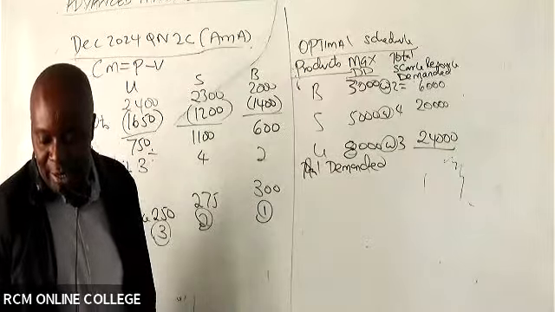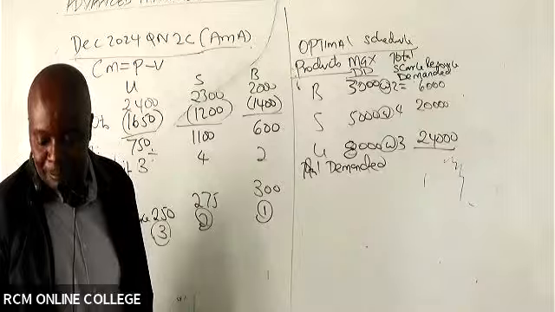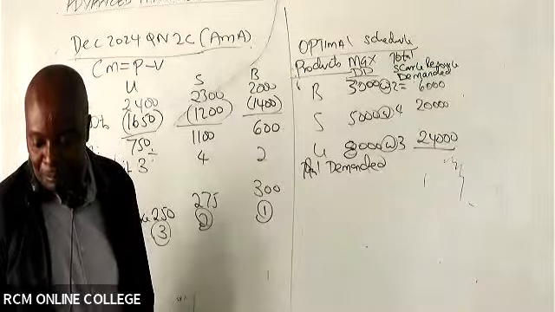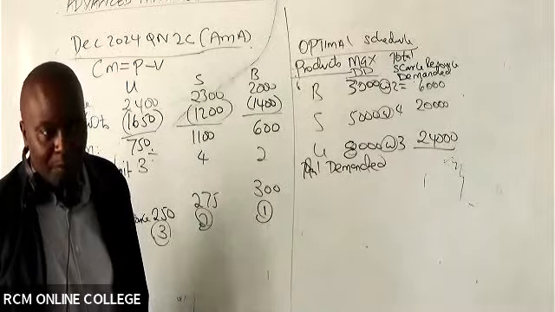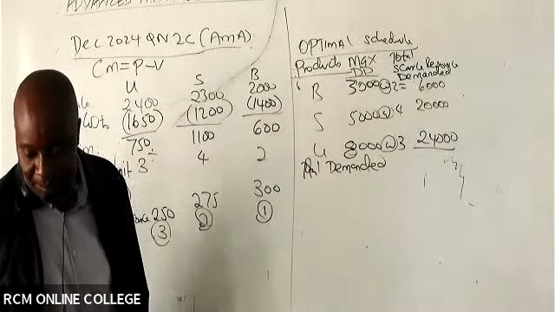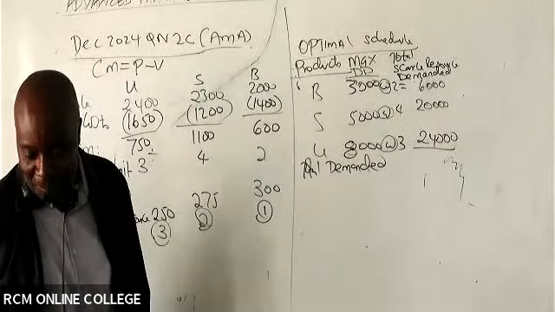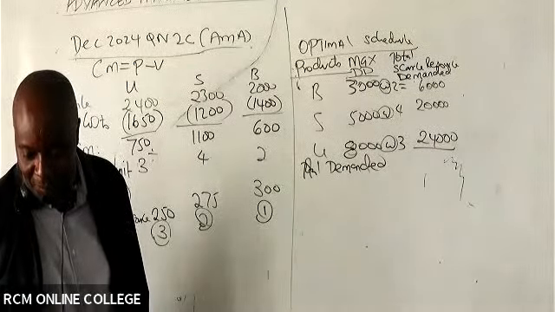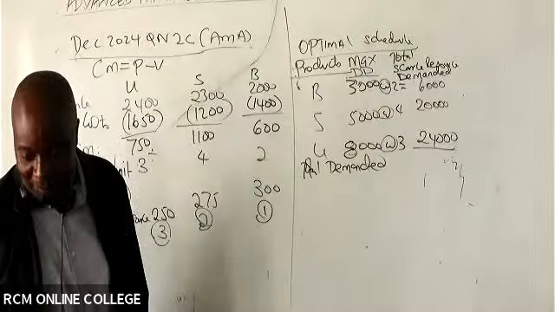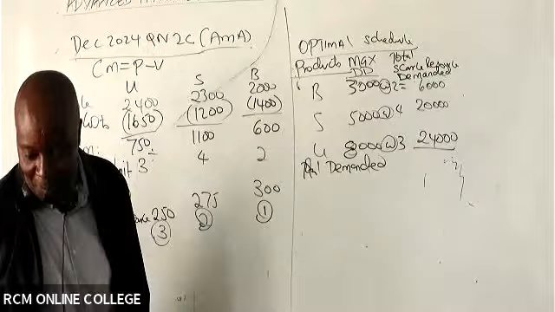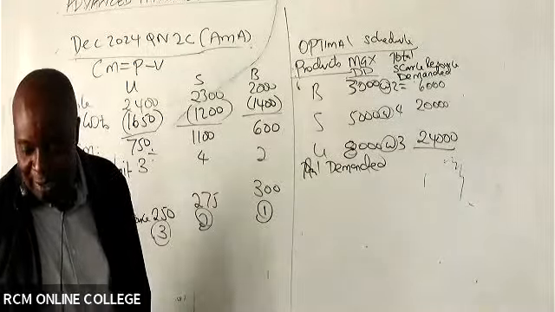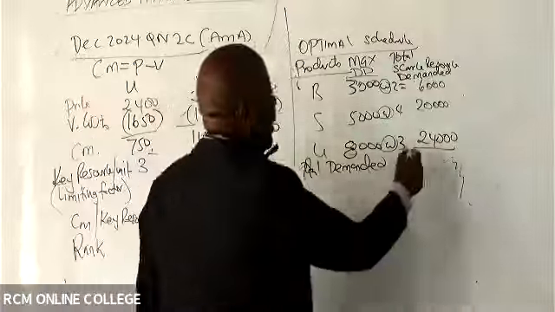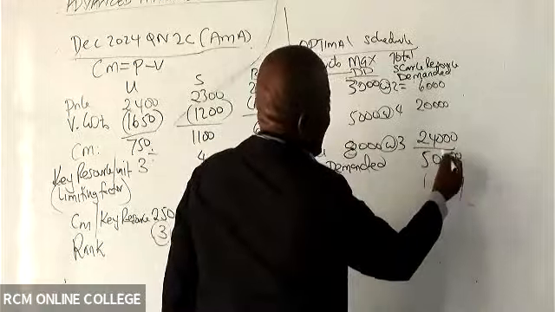How much does it come to? So the ninjas are telling me it's 50,000.